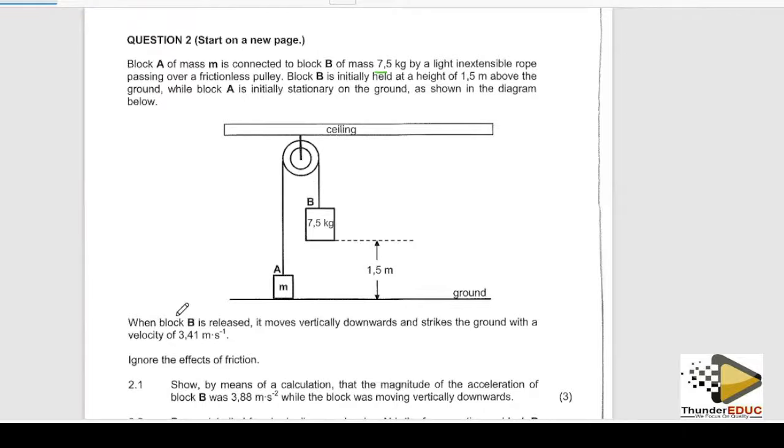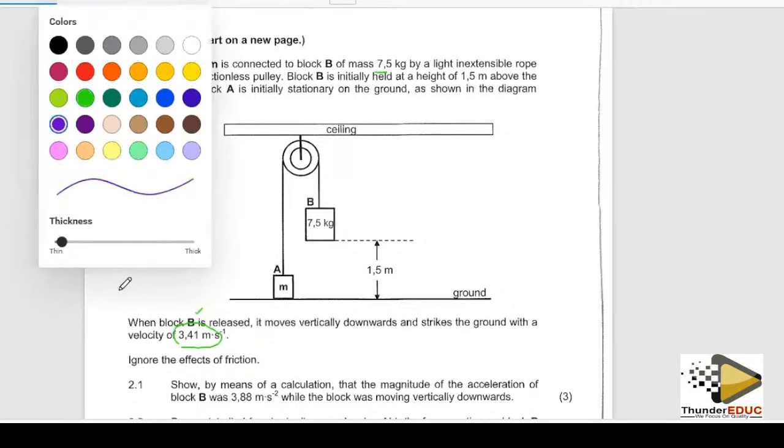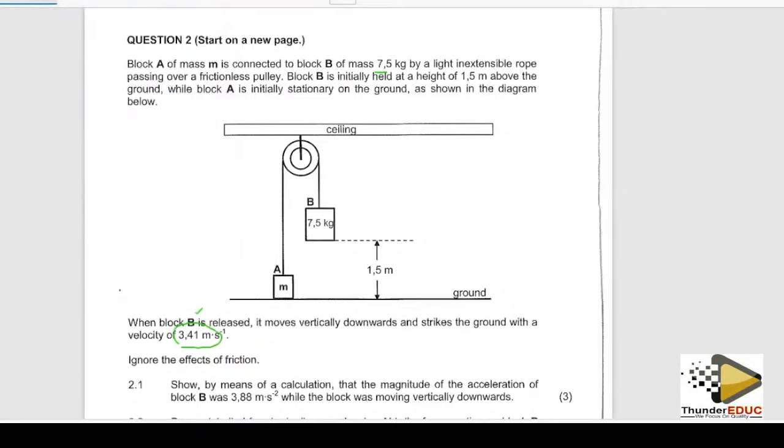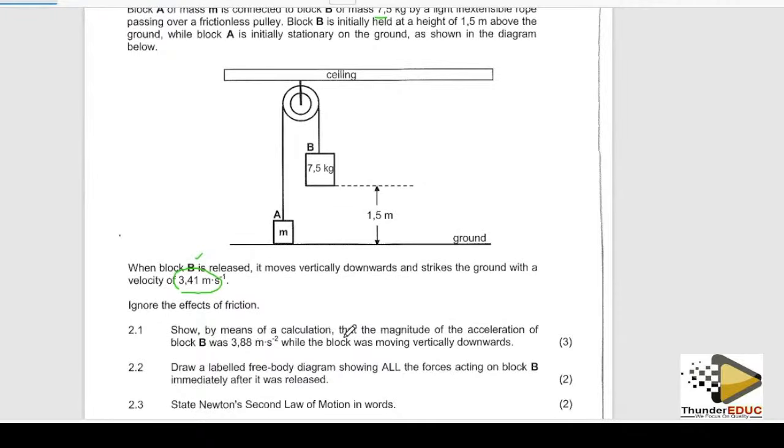Remember, initially block B is held at this point without moving. When B is released, it moves vertically downwards and strikes the ground with 3.41 meters per second. If we are ignoring friction, can we show by means of calculation that the magnitude of the acceleration of block B is 3.88 meters per second squared, while the block was moving vertically downwards?